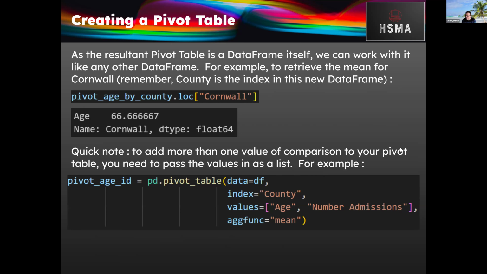You probably want, if you're doing a pivot table in earnest, to have more than one point of comparison. And to do that, it's really easy. You just pass in your values as a list. You're probably getting the hang of this pattern now. But if I wanted to look at, for example, average age and average number of emissions by county, I just pass in age and number of emissions as a list to the values argument.